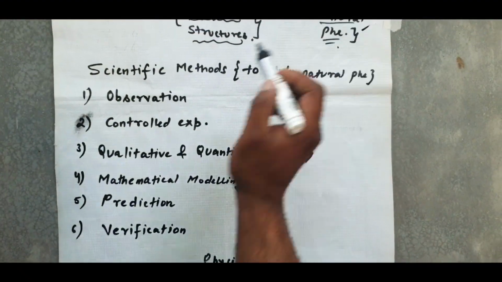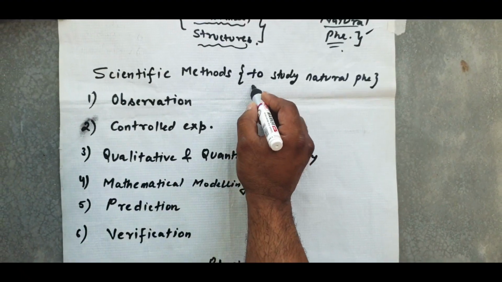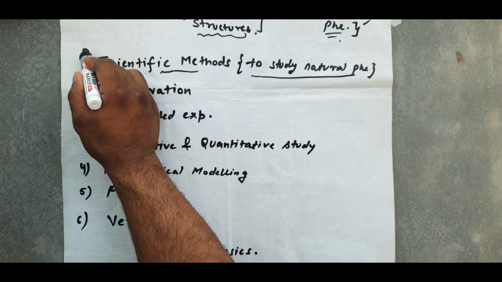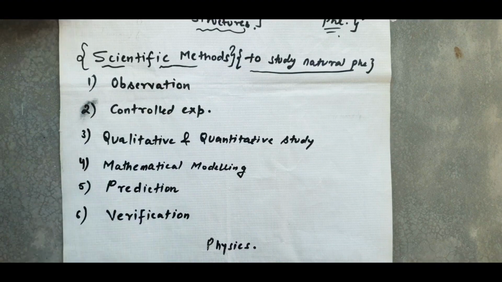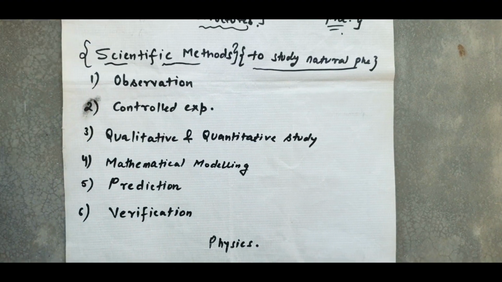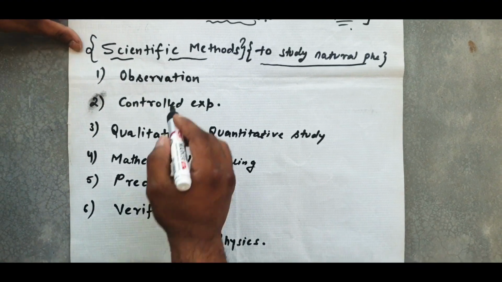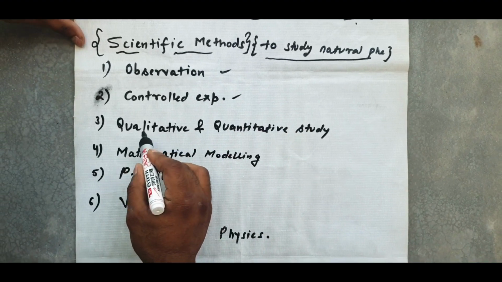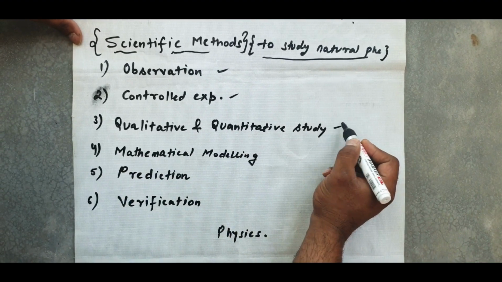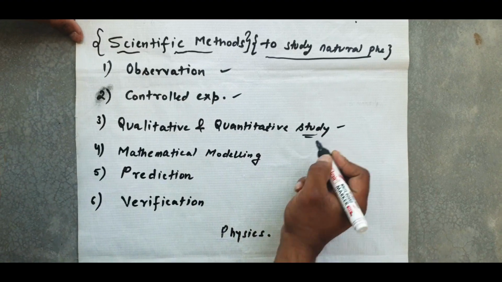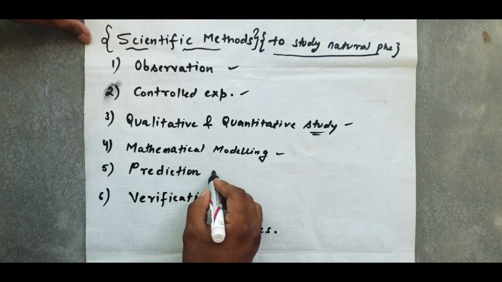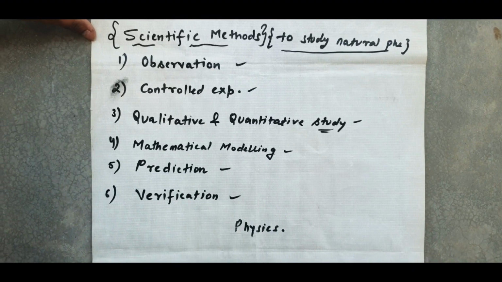To study nature and natural phenomena, there is a method in physics known as the scientific method. In that scientific method, there are basically 6 steps. The first step is observation, second is controlled experiment, third is qualitative and quantitative study or reasoning, fourth is mathematical modeling, fifth is prediction, sixth is verification.